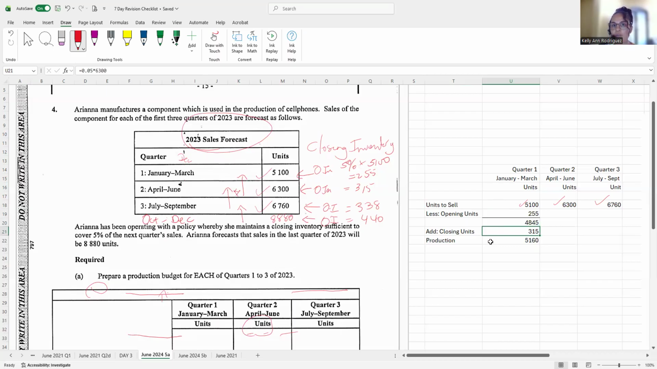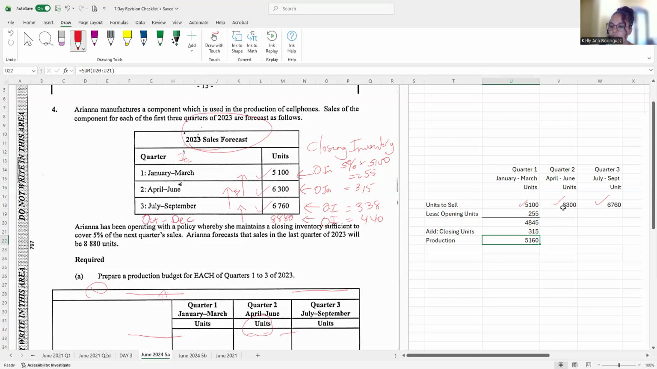You don't want to be running a business and you just make the exact amount to sell that you project, and then you have a big sale and you can't even sell, right? Because you didn't have a closing inventory. So you have to produce a sufficient amount to cater for the closing inventory. So when you add that to the production that was required, you get a total production for the period. And that was for the first quarter.